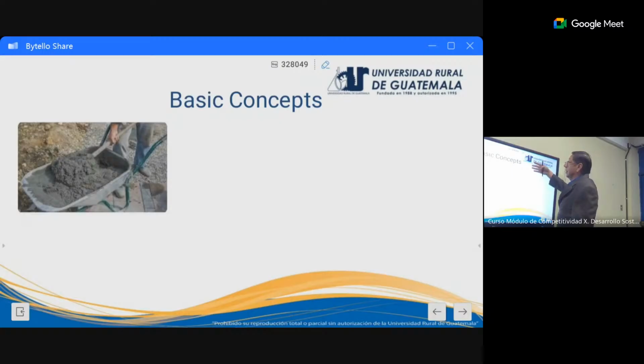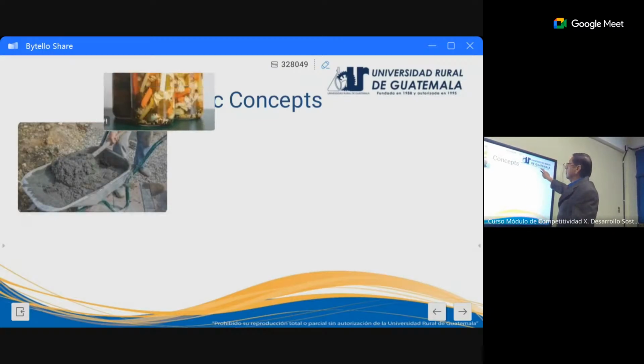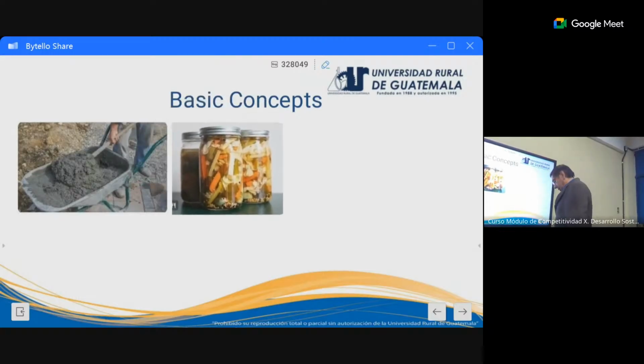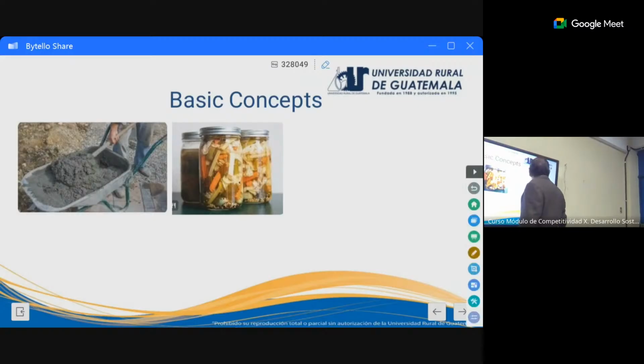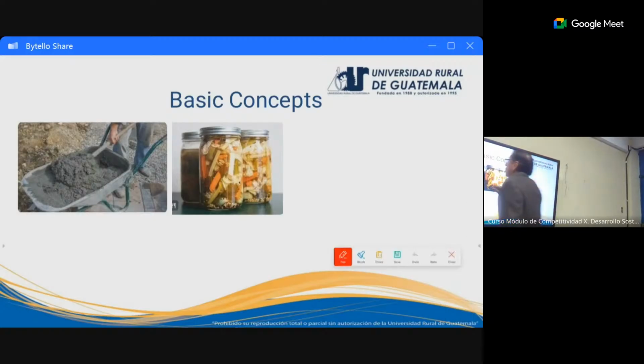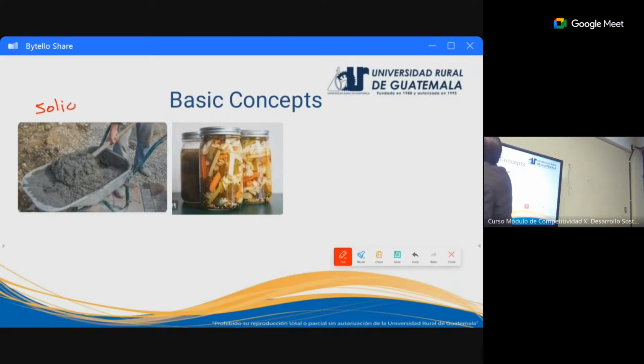Here we see that this man is making a mixture of some components, but we are going to see that in this case, this man is mixing a solid. Let me turn on the pen first of all. Solid, it is a mixture of solid plus another solid. Okay?